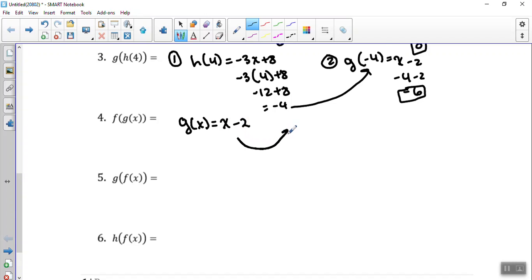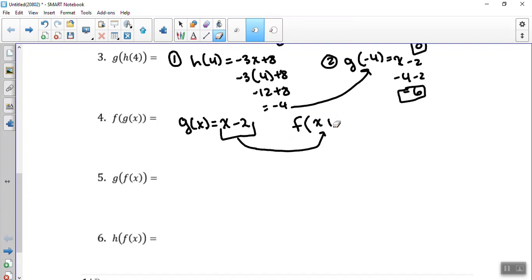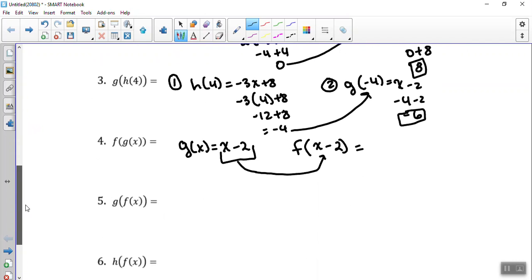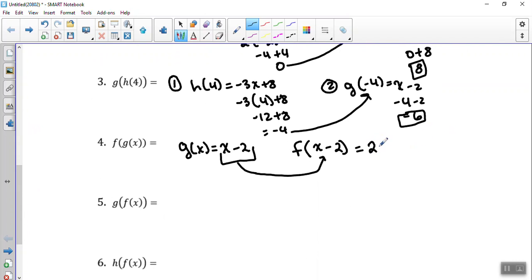So what I have to do here is take now the outside function, which is f of x, and inside f of x, if we're following the same type of process, I have to plug in the whole g function, this whole thing here. So I have f of x minus 2. Okay, so let me call the f function. f is 2x plus 4. Let me write that down, 2x plus 4. I know it looks a little weird, but that's what it is. This is what composition of functions is.